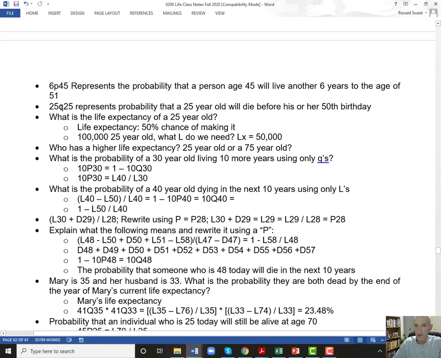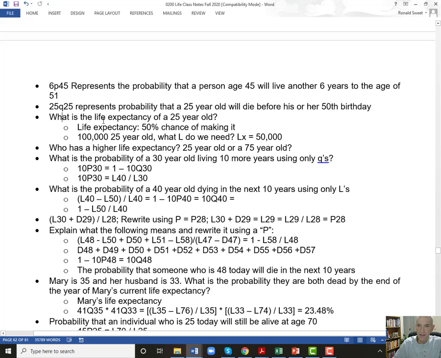25q25, so again, q is probability of death. We're talking about a 25-year-old. So it's the probability that someone who is 25 today, so the number on the right is the age that you're asking about. This one's a little tricky because they're both 25, but this 25 is 25 years. This is your age. So the probability that someone 25 today will die sometime between now and his or her 50th birthday. And really it's his because it's a male table, not a female table.